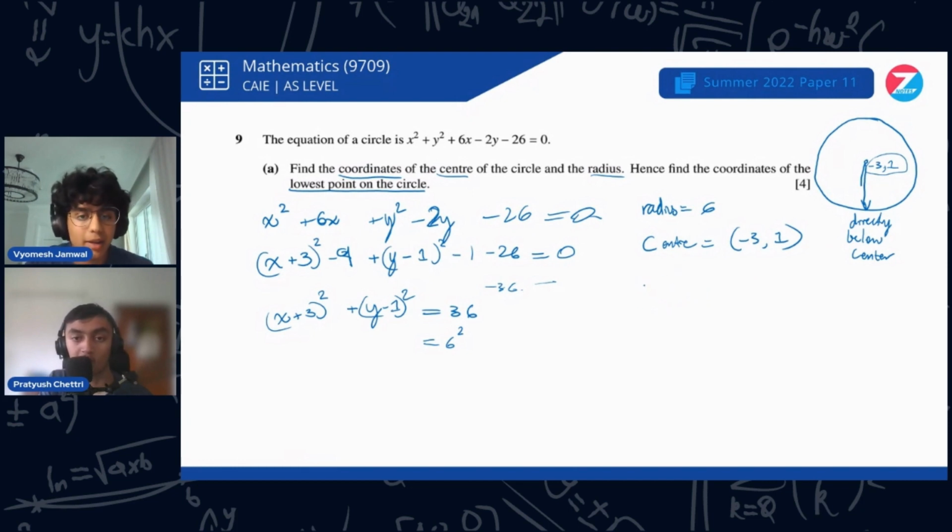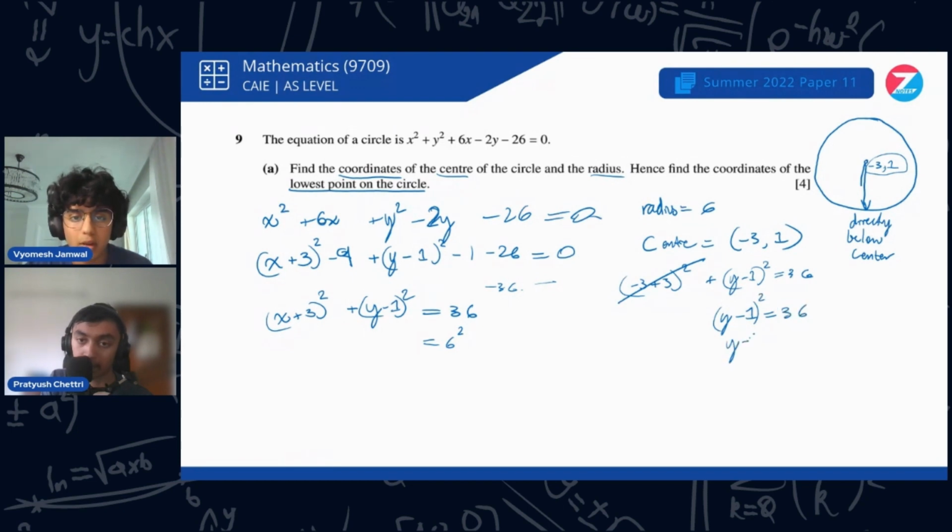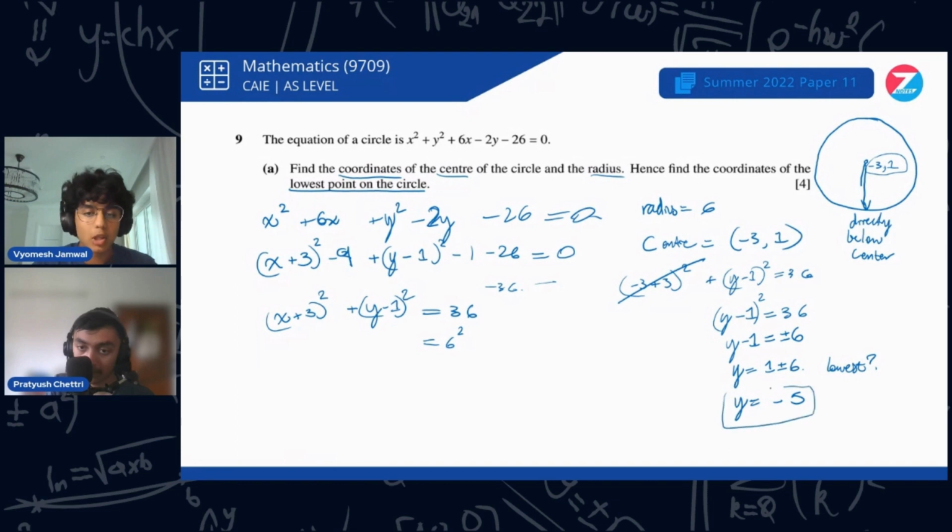If we put minus 3 in the circle equation, it'd be (minus 3 plus 3), which is 0, squared, plus (y minus 1) squared equals 36. So the minus 3 plus 3 cancels out, and (y minus 1) squared equals 36, and y minus 1 equals plus or minus 6. So y equals 1 plus or minus 6. The lowest point on the circle is going to be 1 minus 6, so it's minus 5. So the lowest point would be with the x value of minus 3 and the y value of minus 5.